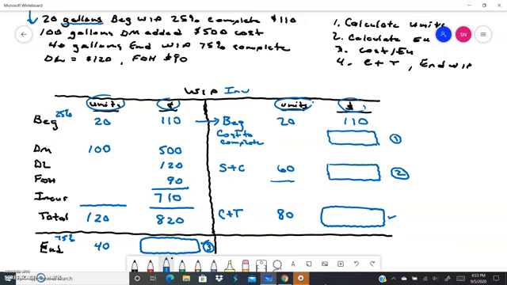So if we can calculate the work and allocate the cost to groups 1, 2, and 3, then we're going to be able to solve for completed and transferred costs, because that's simply our beginning inventory of 110 plus the group 1 costs plus the group 2 costs, and we're going to know what that number is. Okay? So visually, that's what we're trying to do.